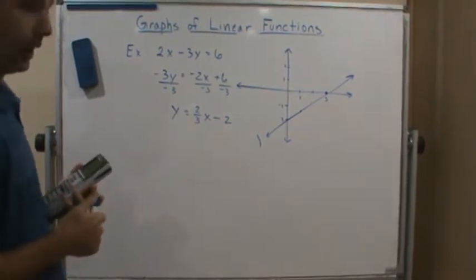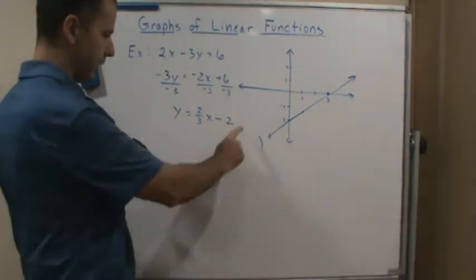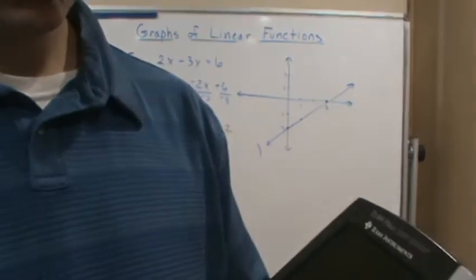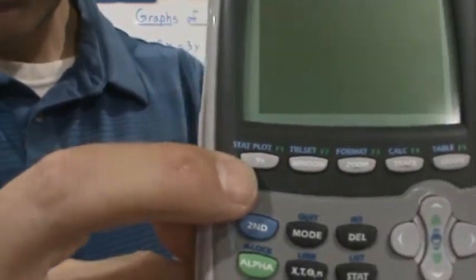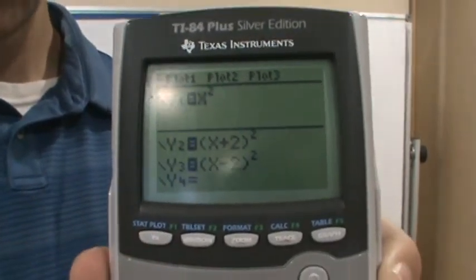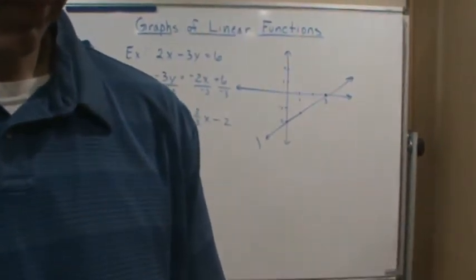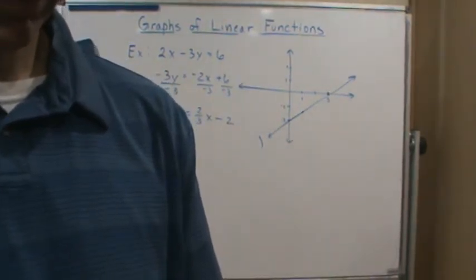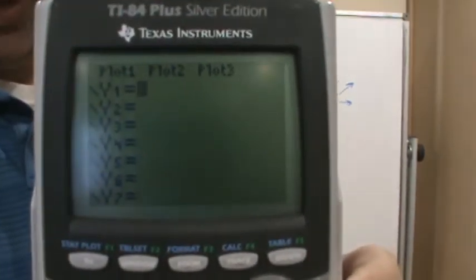Okay, so now that it's in y-intercept form, I'm going to put this in my calculator. In order to do that, this is how we do it. You're going to go to this y equals key. Press the y equals key and it's going to bring you to this menu. I've already got equations in there, so let me just clear these out. You're going to get this menu when you go to y equals.